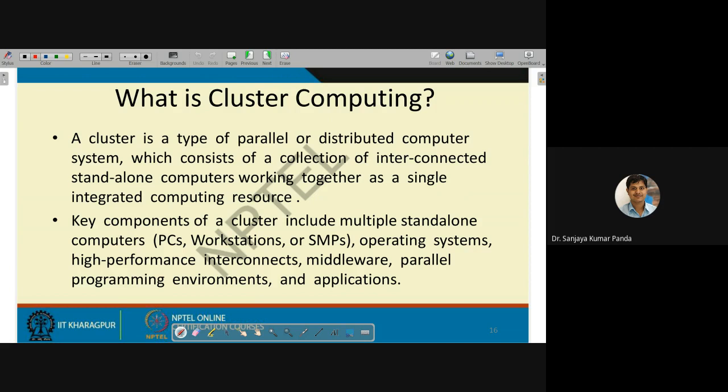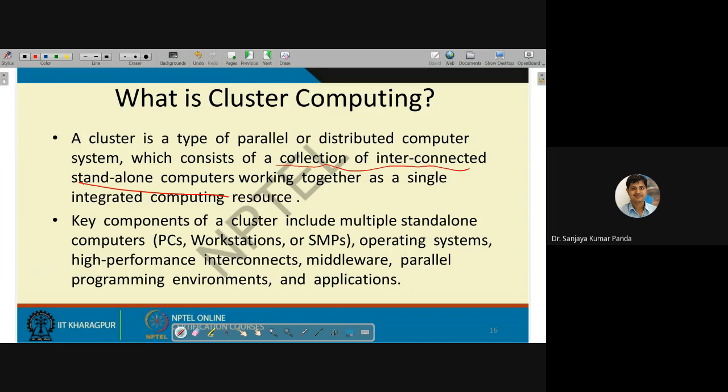So here you can see a cluster consists of a collection of interconnected stand-alone computers. Stand-alone means they are not dependent on others. Like in a particular computer lab, you have 30 systems. So you can say these 30 systems are stand-alone computers. And in order to make a cluster, you have to connect these 30 systems. That's why we say we have to connect the stand-alone computers so that they can work together as a single integrated computing resource.